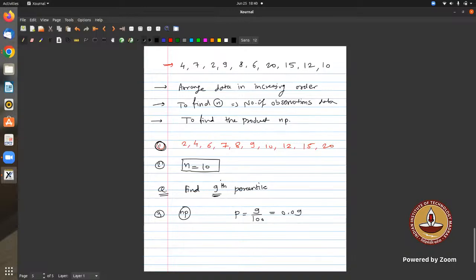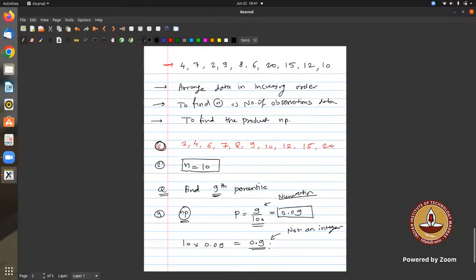Since I wanted to find the ninth percentile, that 9 will come at the numerator, and the denominator is fixed as 100, right? So this is the value of p, 0.09. Now the product n into p is 10 into 0.09, which equals 0.9. Can you tell whether this is an integer or not? Not an integer.